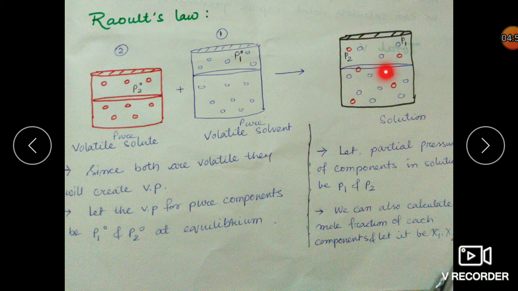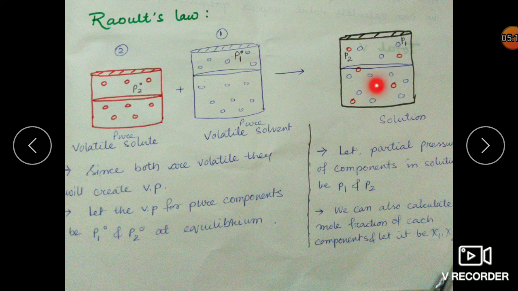We know how much ml of solute we have taken and how much solvent we have taken, so the mole fraction can easily be calculated. So that is one thing. Next thing is, as both the components are volatile, some partial pressure will also be created.